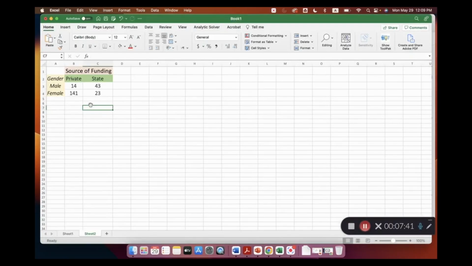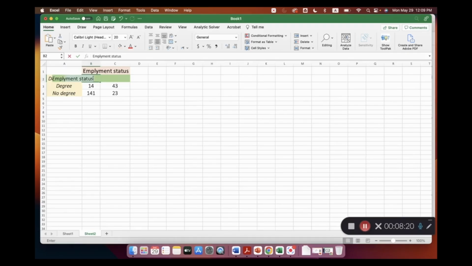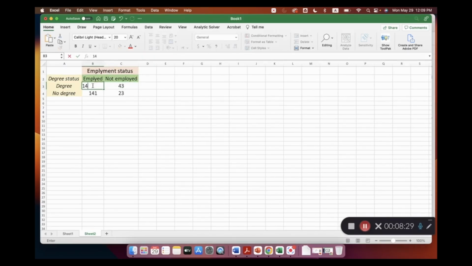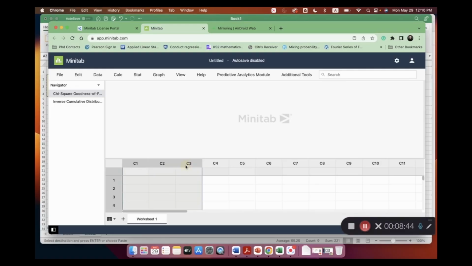Before going to Minitab, let me copy this. This is a different question, but let me take the employed. This is the employment, this is the degree status, degree, no degree. This is employed, not employed. So the number here is 141. Okay, here we go. So we're going to copy these, and I'm going to do this here.